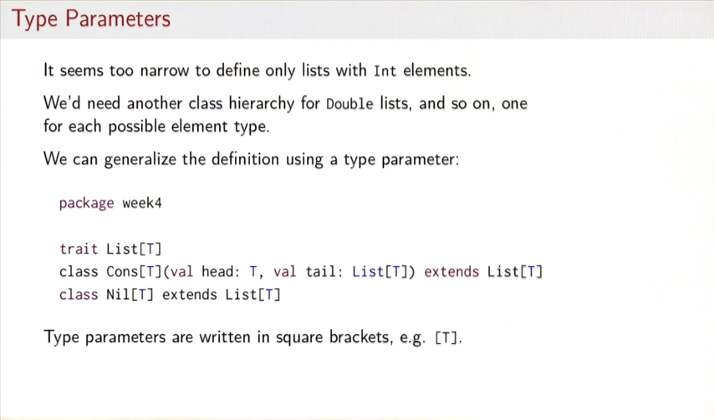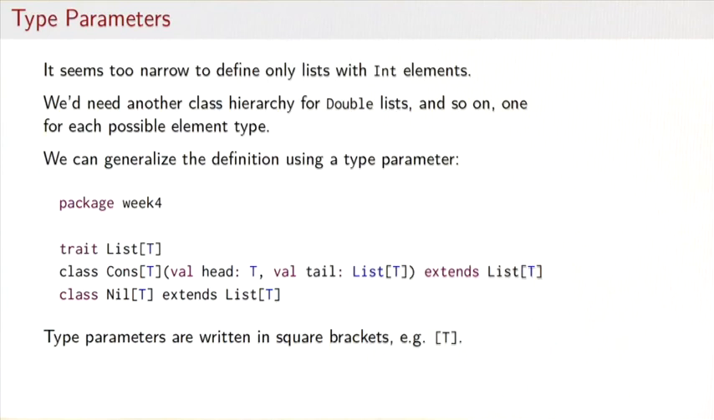What we need to do is generalize the definition, and we can do that using a type parameter. So as an outline, what we're going to do is define now a base trait List which takes a type parameter T. So type parameters are written in square brackets.